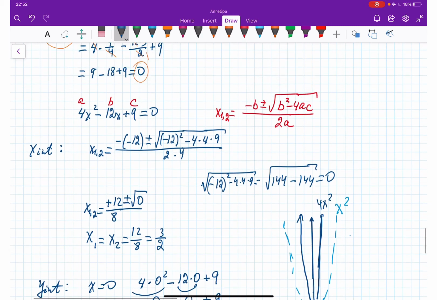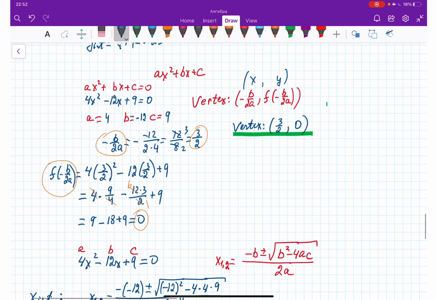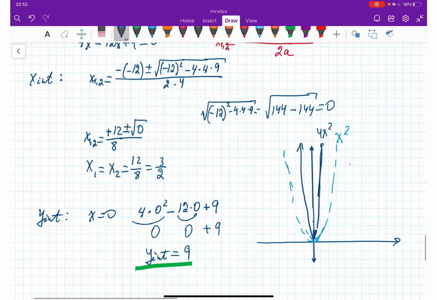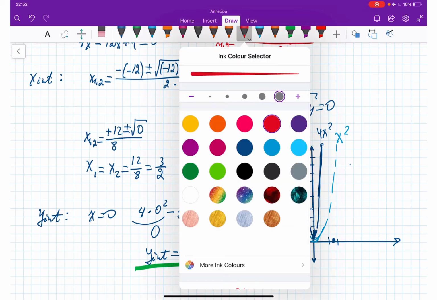Now where is our vertex? 3 over 2, 1.5. If this is 1, this is 2. 1.5 is going to be right here. And it doesn't have any x-intercept, and it's going to cross at the point 9. 1, 2, 3, 4, 5, 6, 7, 8, 9. So it's going to cross somewhere there. Okay, let's go.